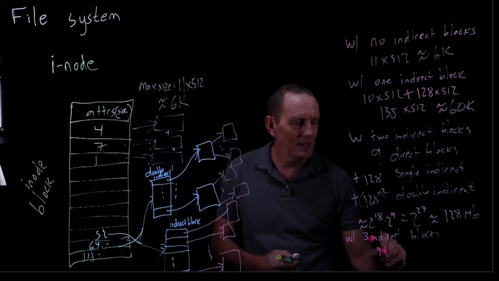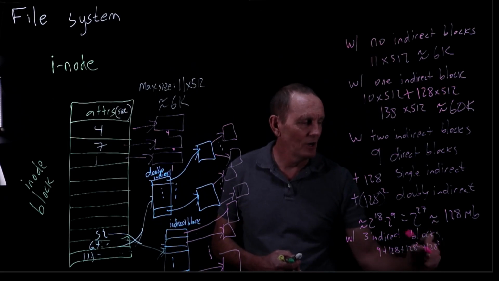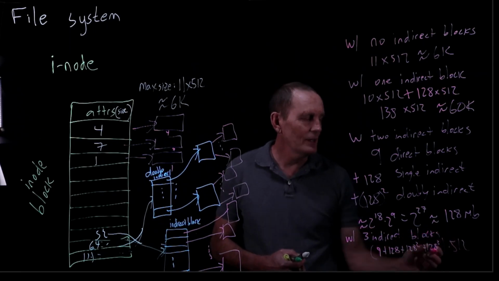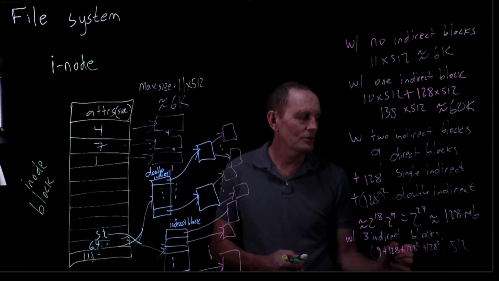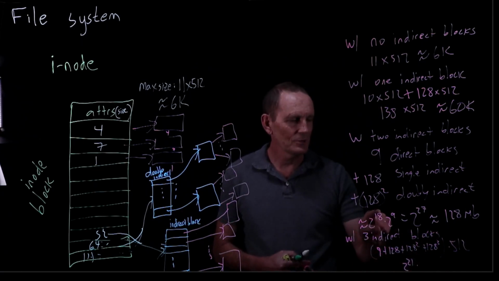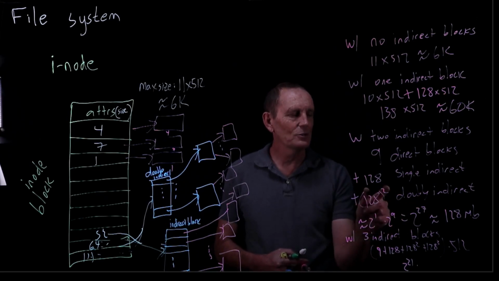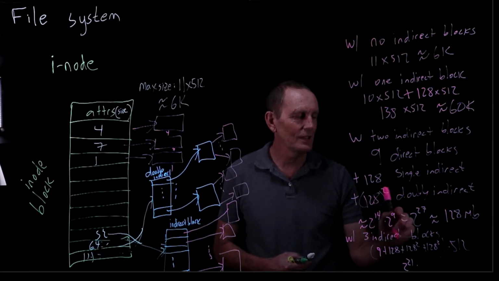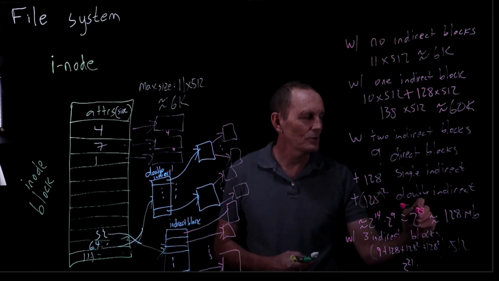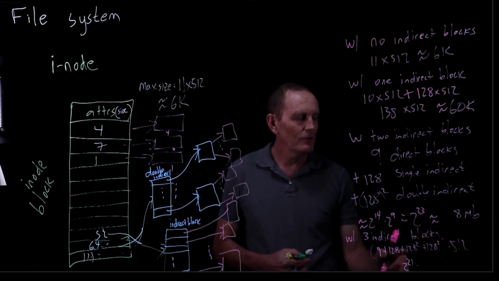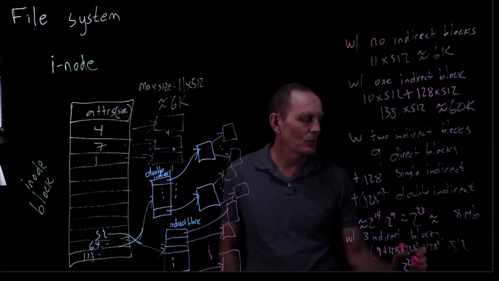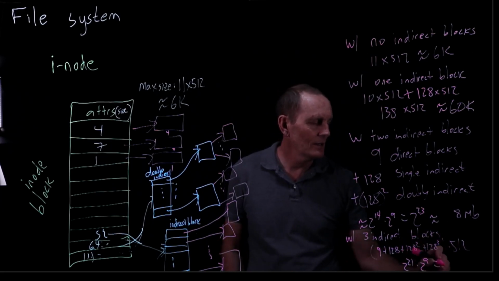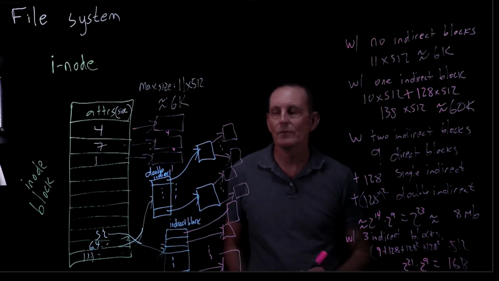Then it's going to be basically 9 plus 128 plus 128 squared plus 128 cubed, all that times 512. Looks like this calculation was actually incorrect. 128 squared, 128 is 2 to the 7th, and for some reason I had it 2 to the 9th. So this is 2 to the 14th times 9, which is about 2 to the 23, which is 8 megabytes. If we go in here with a triple indirect, we have 2 to the 21 times 2 to the 9. So we can support up to 1 gigabyte files.